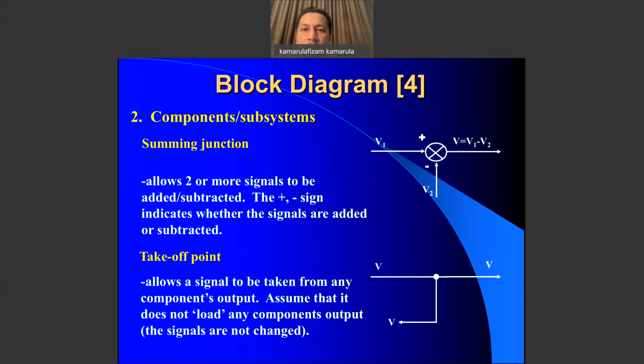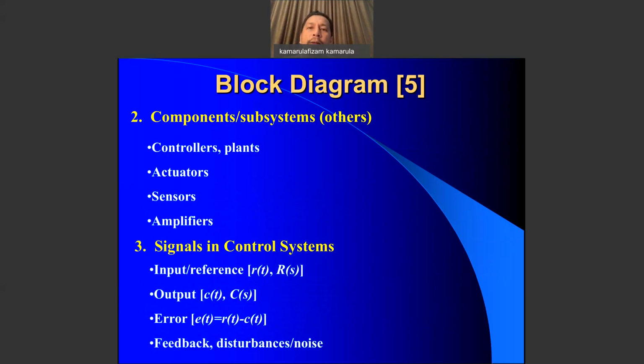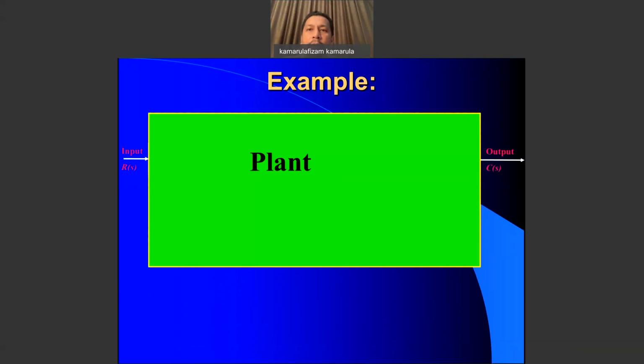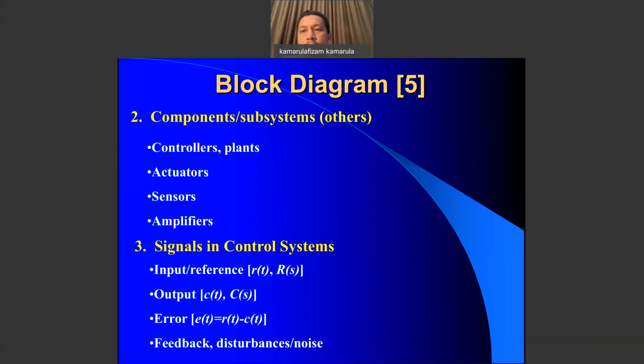Next, you have a takeoff point. A takeoff point allows the signal to be taken away from components or any output, with the assumption that the takeoff point does not load any system or subcomponent. Okay, and then examples of components of a subsystem are controllers, actuators, sensors, and amplifiers. All right, and then number three is the signals in a control system. So these three elements make up the complete block diagram.